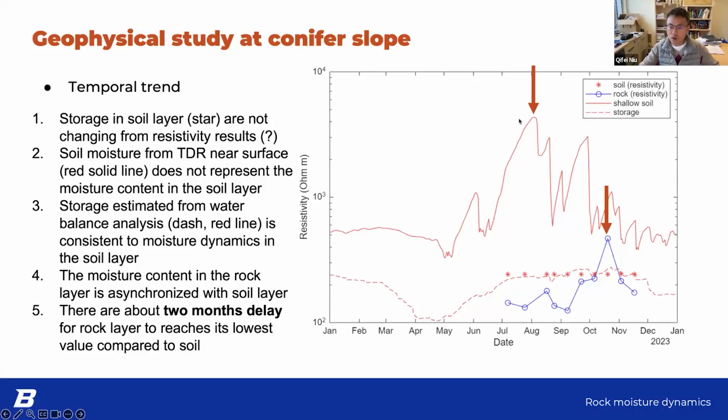That dryness is in the shallow surface. And then this is the rock moisture. Rock resistivity is high, which means rock moisture is low. Comparing these two times, there's about a 2 month delay for the rock moisture. For the soil layer, the moisture content is pretty much stable, although it's dry. For the rock moisture, it changes over time, but with about a 2 month delay in response to the precipitation or the climate. So this is what we found: a delay for rock moisture.